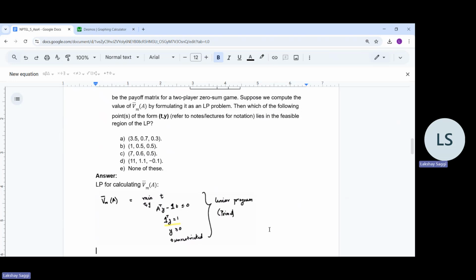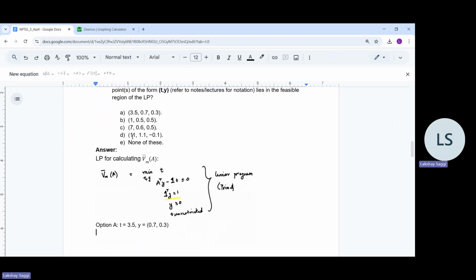So maybe we can go option by option and see which of these are actually feasible. So let's try option A now. In option A, we are given that t equals 3.5 and y equals 0.7 comma 0.3. Okay, so to check if this is feasible, we just need to put in these values. This is a very simple problem. We just really need to put in these values in these constraints. So let's check the first set of constraints.